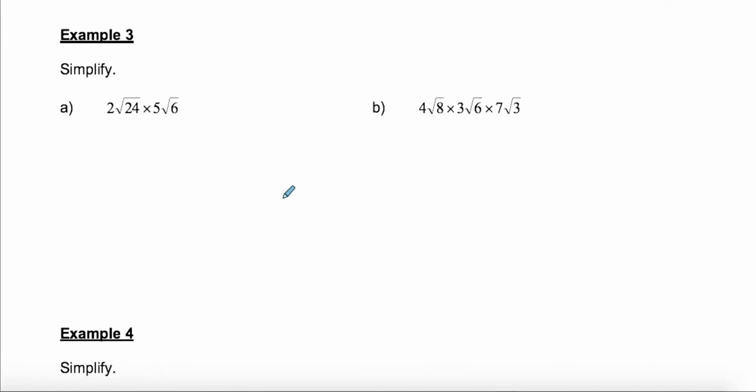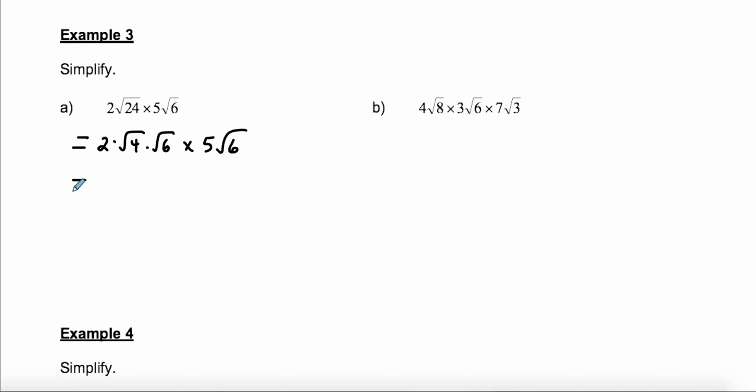Example 3, what do we have here? So we see a large number like 24. And I'm trying to break that down as much as I can. So maybe right now I know that 4 times 6 is 24. So maybe I would write 24 as the square root of 4 times the square root of 6. And then I have 5 root 6 over here on the right.